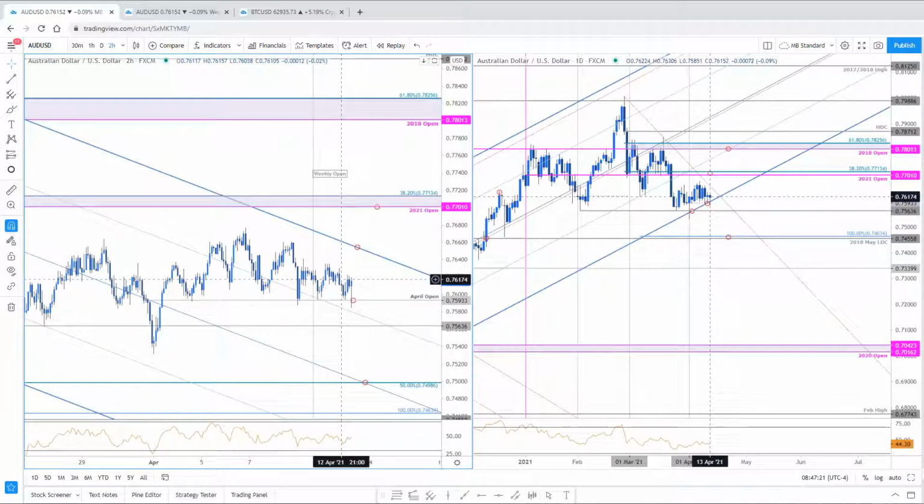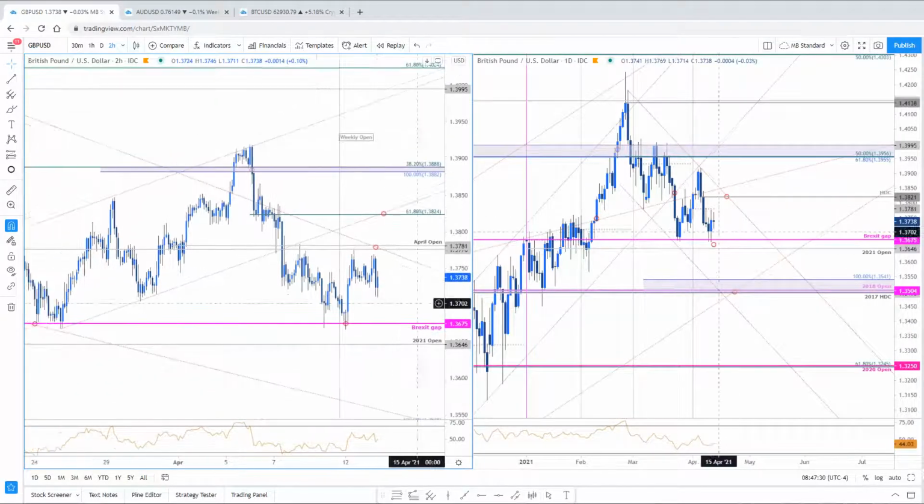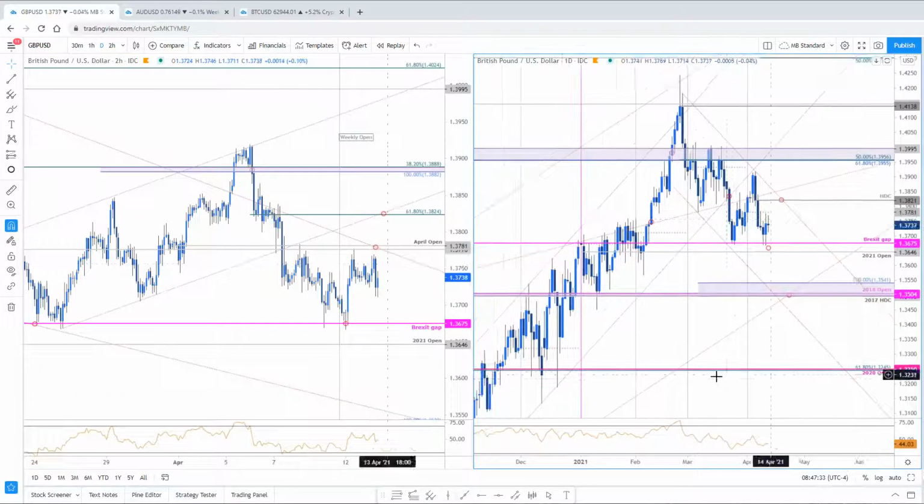All right, that's number 5. Here's number 6, British pound. Sterling looks like this. You've made a pretty nice bounce, and yesterday I wanted to highlight the fact that we made an outside reversal off the lows.